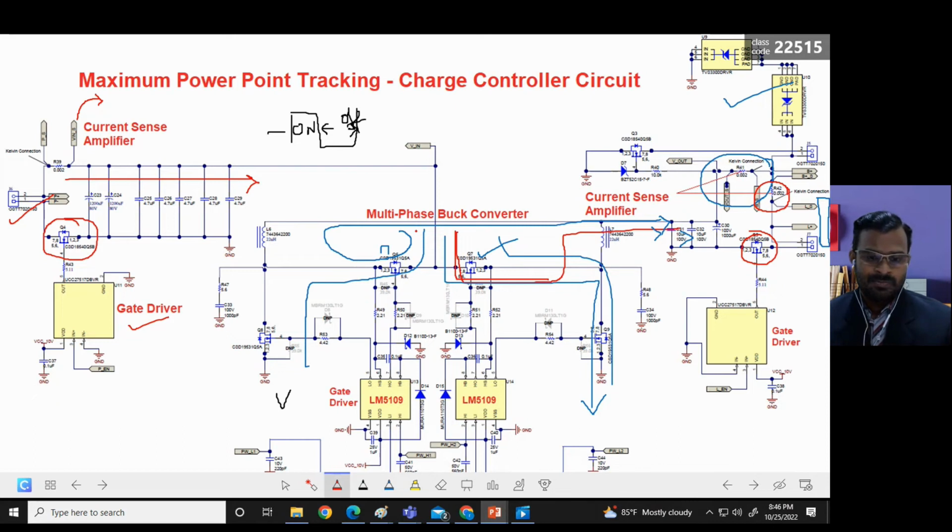In what condition the panel should be disconnected and connected, in what condition the battery should be connected and disconnected, and in what condition the load should be connected and disconnected is already explained in our previous video. So based on these conditions, it is going to open or close the switches, and the charging current will be determined by the pulse width modulated signals which are coming from the microcontroller.